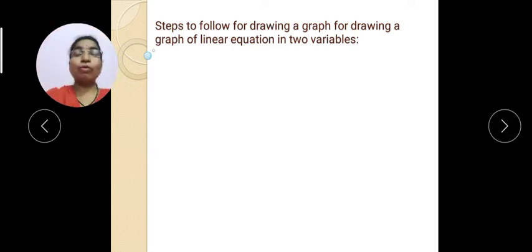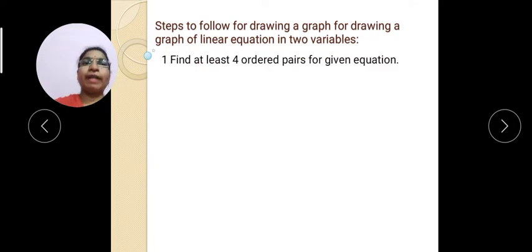Now, steps to follow: how to draw the graph for a linear equation in two variables. There are simple steps. First, find at least 4 ordered pairs for the given equation. Whatever the equation is, according to that equation you have to find the 4 ordered pairs. In the last question I just explained how to find the points.